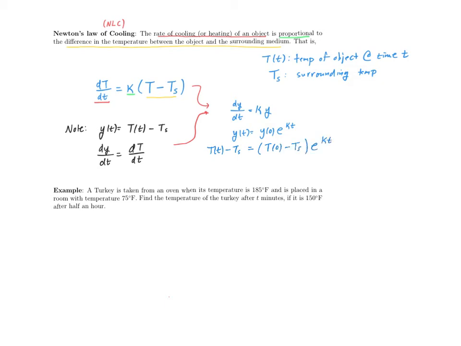gives us the following. So the temperature of the object at any time, if we isolate it, is the surrounding temperature plus this quantity above.